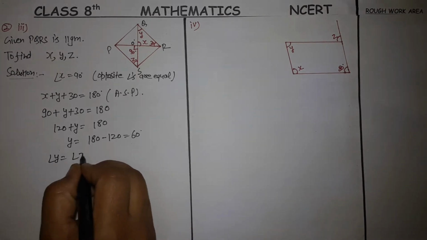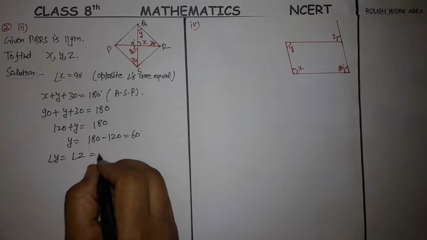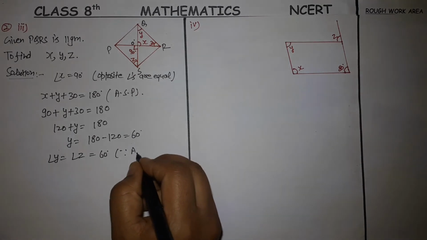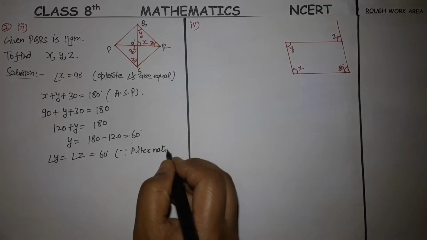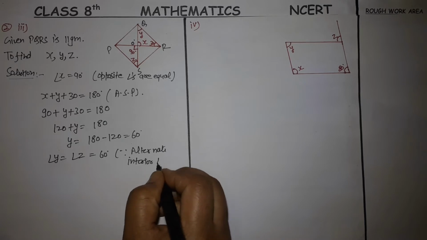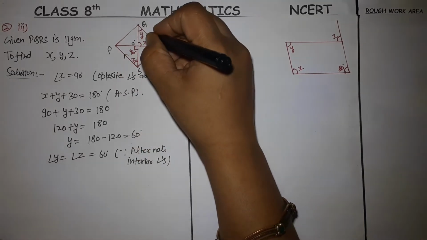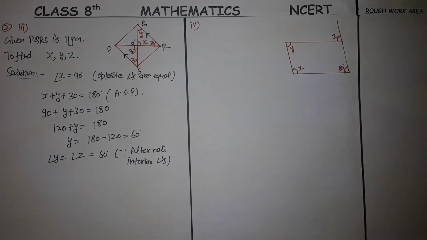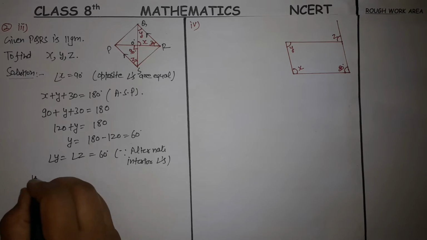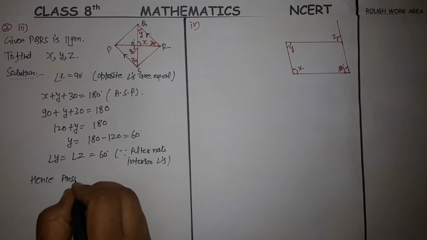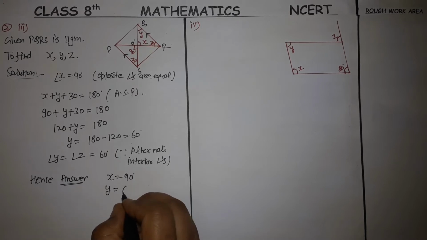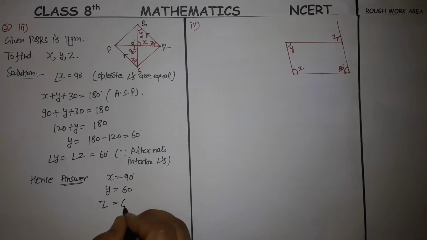Next, angle Y equals angle Z equals 60 degrees. Reason, alternate interior angles. Lines are parallel, with a transversal. Z and Y both are alternate interior angles. Hence, the answer: X 90, Y 60, Z 60 degrees.